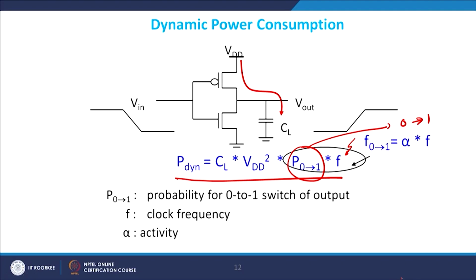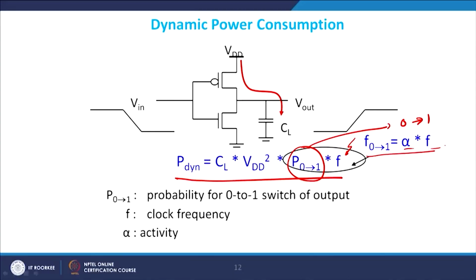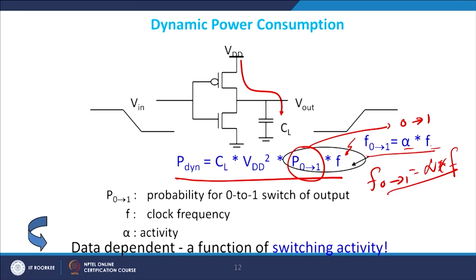Now, as I was discussing, you get 0 to 1, and this f of 0 to 1 is defined as alpha times f. Alpha is the activity factor and f is the frequency of operation of the device, right, which is the clock frequency. Let us look at the dynamic power dissipation: CL VDD square times the probability of going from 0 to 1, multiplied by f, where f is the frequency of operation of the device.